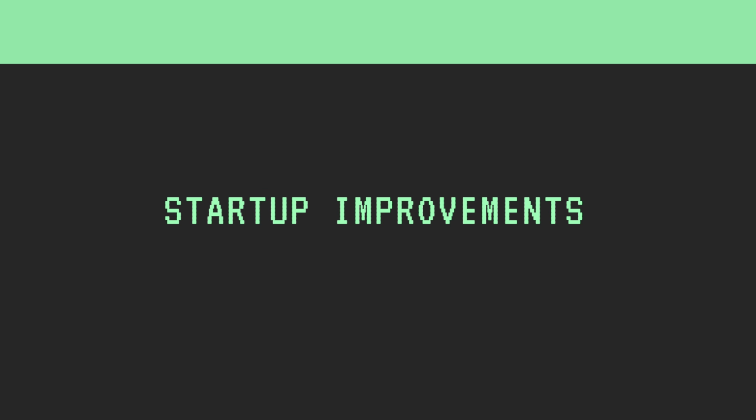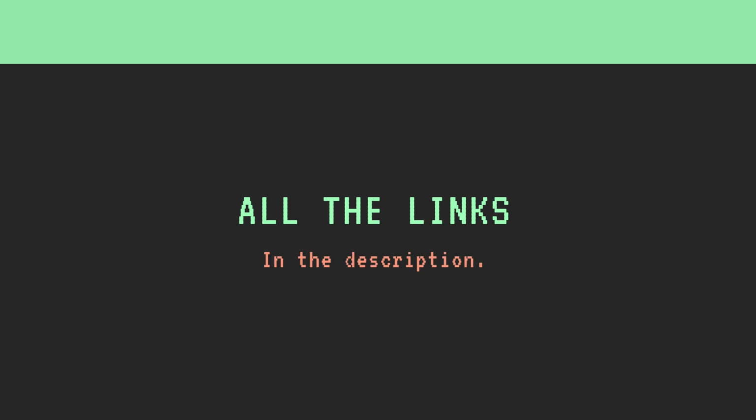Six, startup improvements. Now in Node.js version 12, the code cache for built-in libraries is generated in advance, which ultimately gives around 30% speed up in start time. And this will conclude this short video on the main new things from Node.js version 12.